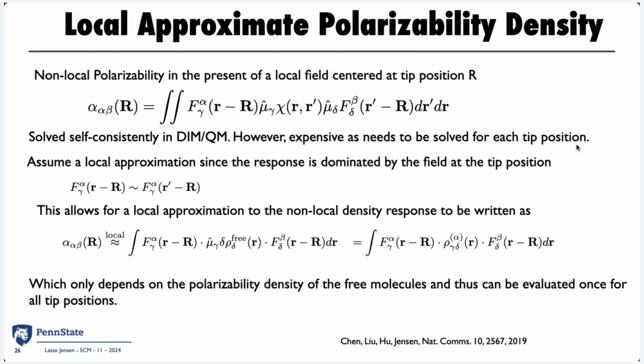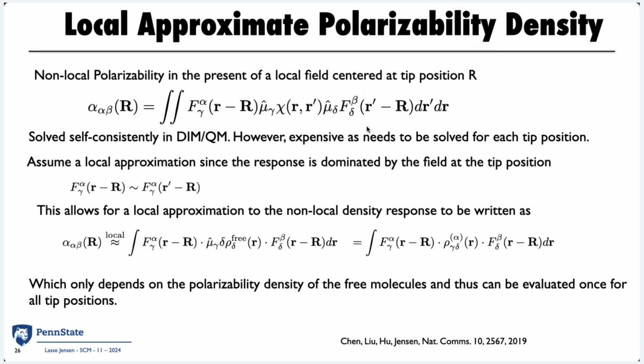when we have a nanoparticle is that we need to consider the density being perturbed by the local field. And so in principle, we have to consider this nonlinear response due to the perturbed field at two different positions. This is the thing that is solved self-consistently in DIMQM. And this is a very expensive calculation, because you have to solve for the self-consistent polarization for every single position that you're looking at.